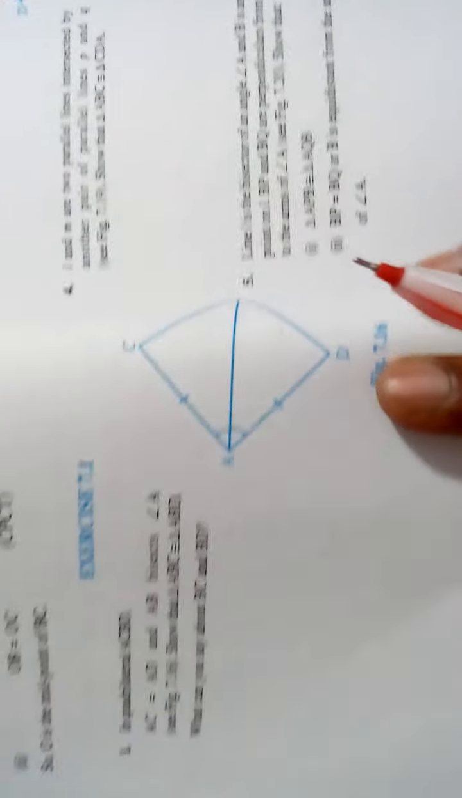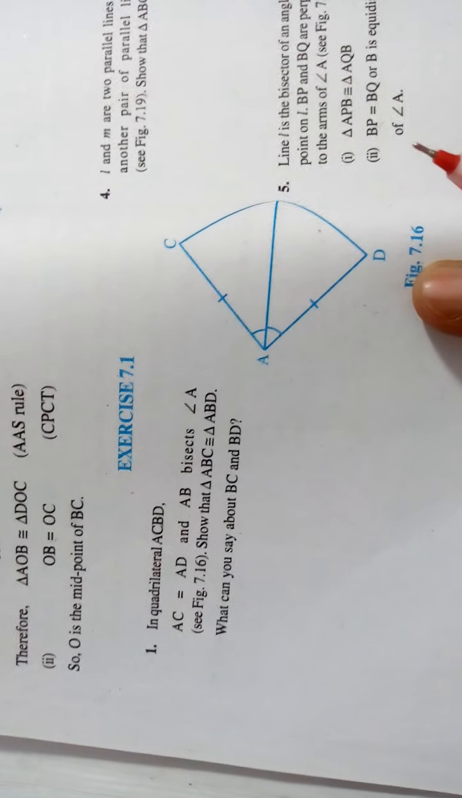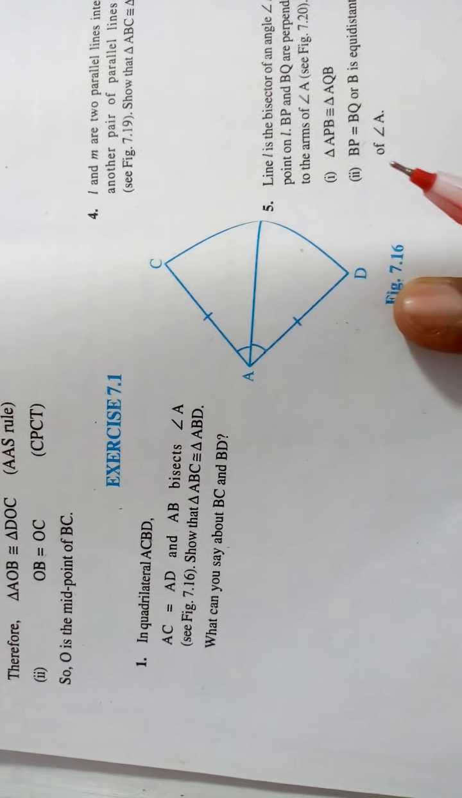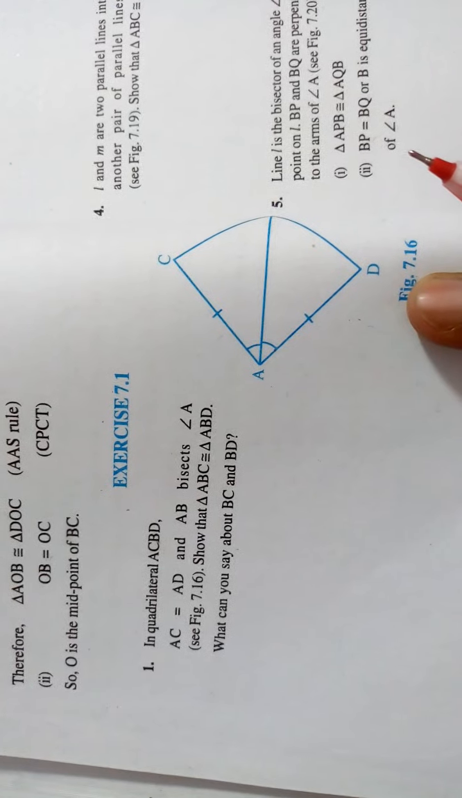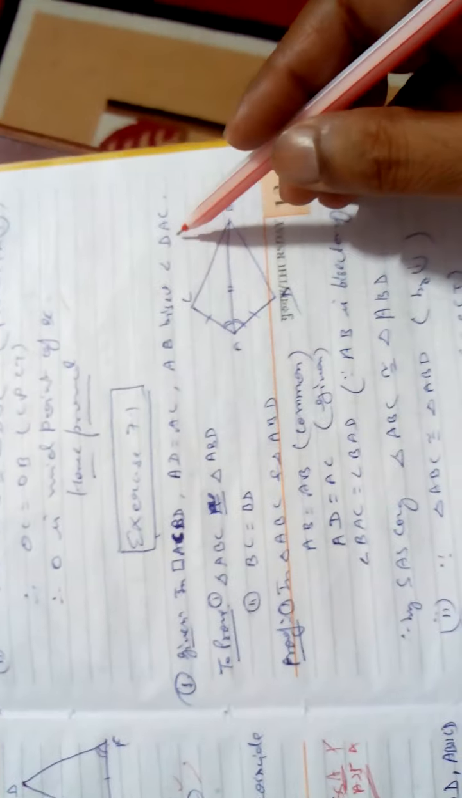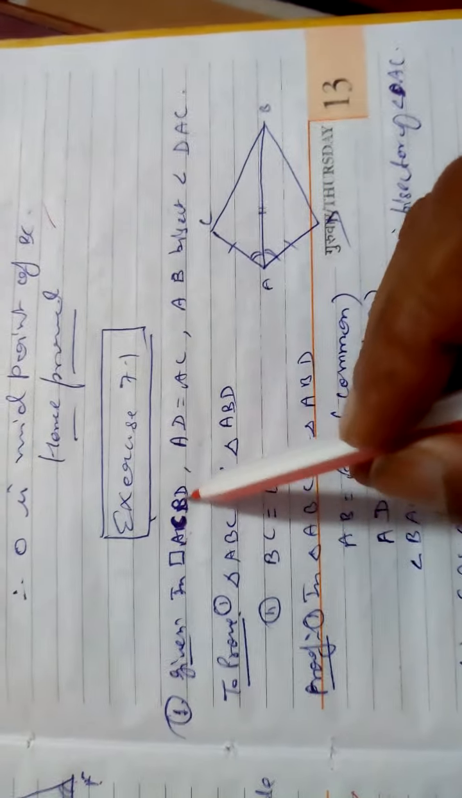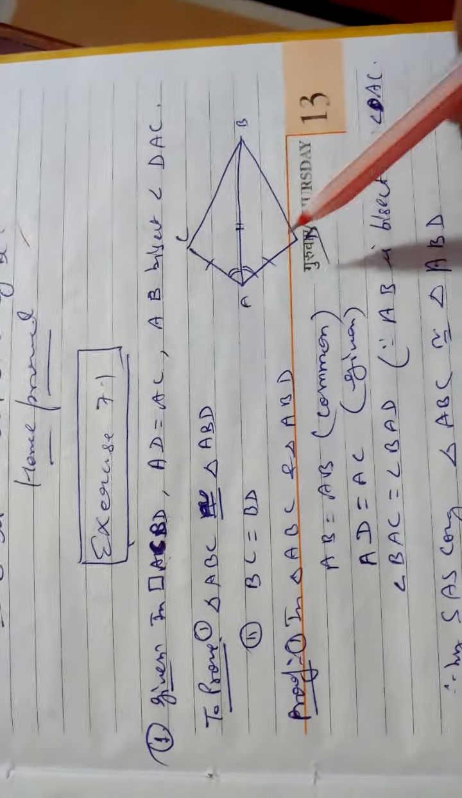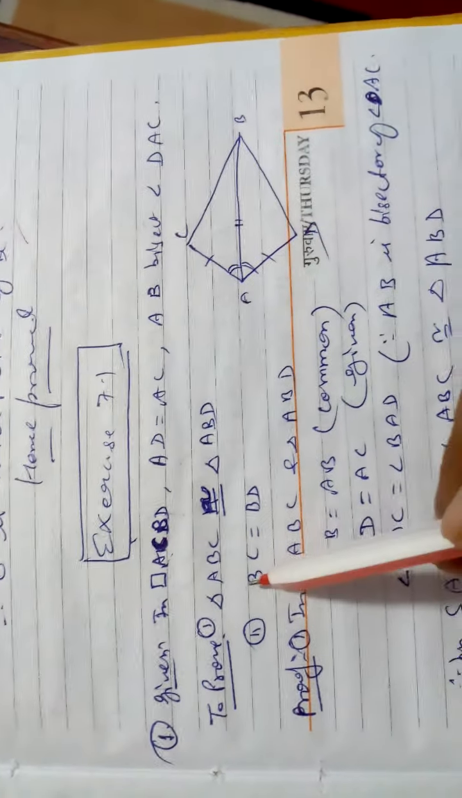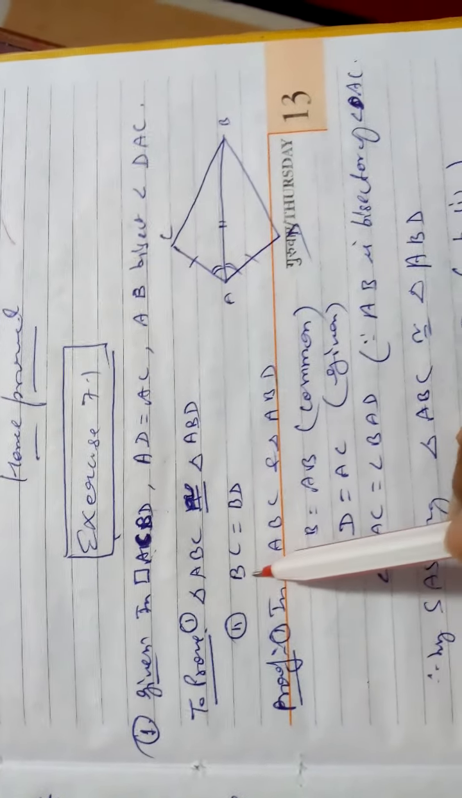In your book, exercise 7.1, question number 1 is given. In this question number 1, AC and AD are equal and AB is the bisector of angle DAC. So it is a given question. In quadrilateral ACBD, AB is the bisector, given. You want to prove these two.